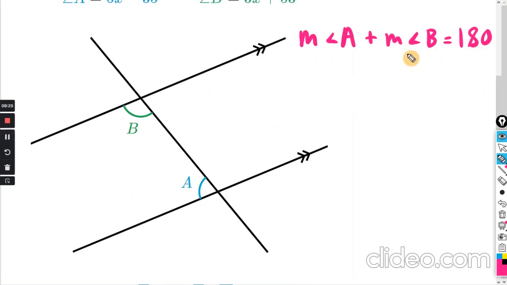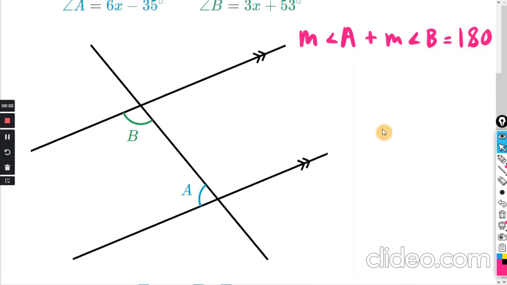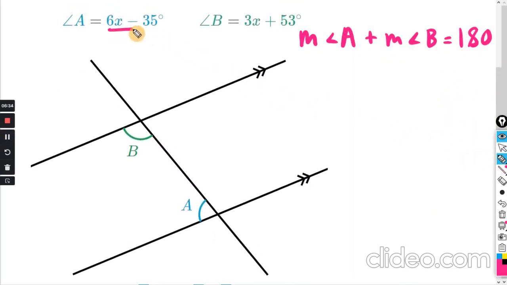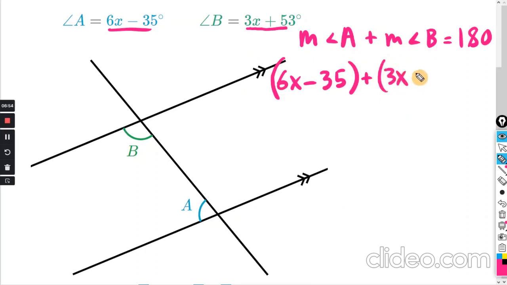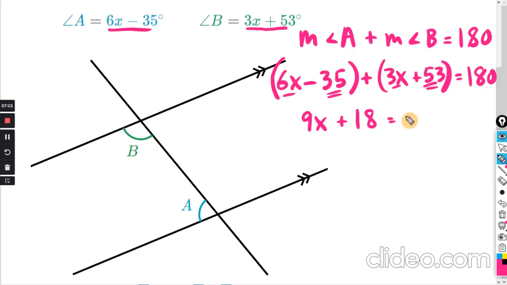Okay, adding the two angles, the measure of angle A plus the measure of angle B equals 180. And subbing in the expressions, we see that the measure of angle A is 6x minus 35. All right, you can use parentheses. You don't have to, but it might help. The measure of angle B is 3x plus 53. And together, those equal 180 degrees. Okay, combining like terms, 6x plus 3x gives us 9x. Negative 35 plus 53, that's going to be positive 18. And that equals 180 degrees.